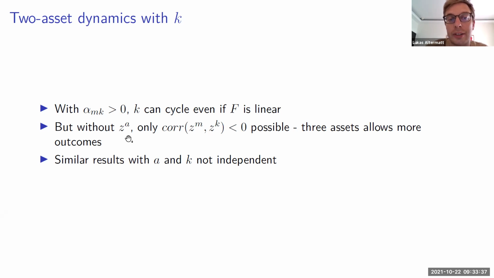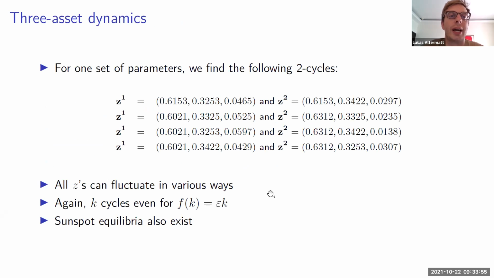As long as it does not also interact with the asset A, correlation has to be negative. So only once we go to 3 assets, we can have even more patterns. And yeah, similar results when A and K interact. Okay, so with 3 asset dynamics, again, for one set of parameters, we can find numerous different cycles.